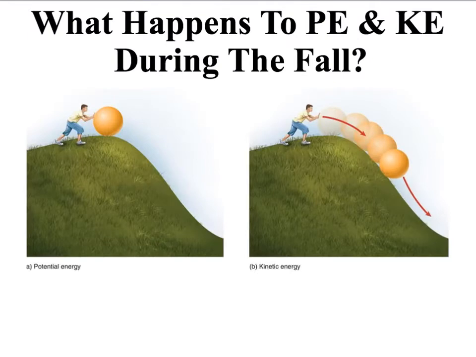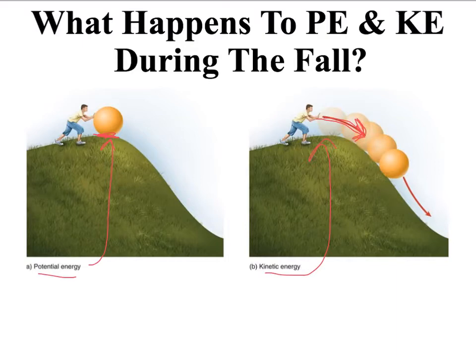The two main forms of mechanical energy are potential energy and kinetic energy. We said that potential energy is energy due to position, and this ball has gravitational potential energy due to its height off the ground. This ball on this side has kinetic energy, energy due to motion, and it only has kinetic energy when this man starts to push the ball. So what's happening is that potential energy, which is maximum at the height of the hill, is being converted into kinetic energy, the energy of motion, as the ball starts to move.